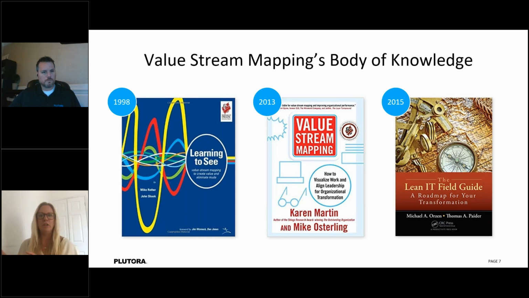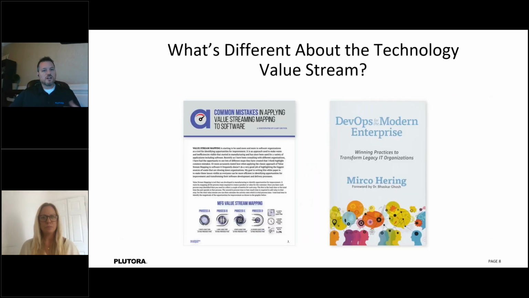So you can almost see the evolution of it from manufacturing to enterprise to technology across those three books. Yeah, for sure. And you bring up a good point. I mean, there's a journey here of showing that what was in manufacturing is different in technology. So what is different about technology value streams?